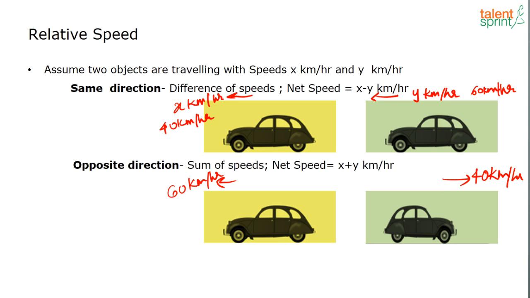Okay, so I hope it is clear. Here, when objects are traveling in the same direction, the net speed or the relative speed is the difference between the speeds of the two objects. And when the objects are traveling in the opposite direction, the net speed is the sum of the speeds of the two objects, right? I hope it is clear.